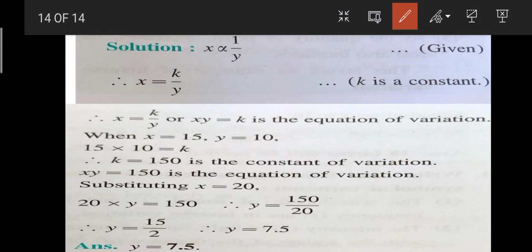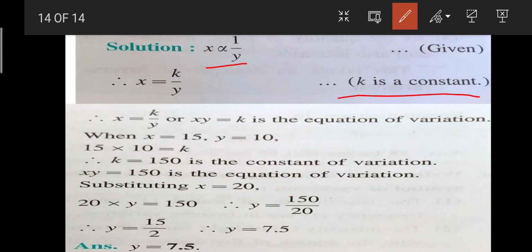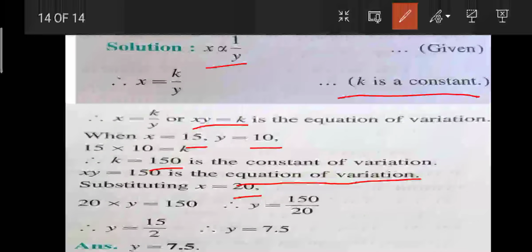Now question number 6: x varies inversely as y. When x is 15 and y is 10, then if x is 20, find the value of y. So x is inversely proportional to y, which is already given. Here the formula is x is equal to k upon y, where k is a constant, so x into y is equal to k. Now we put the values, x is 15 and y is 10, so we get our constant, that is 150. So xy is equal to 150, that is the equation of variation. Now we take the second part: if x is 20, what is the value of y.